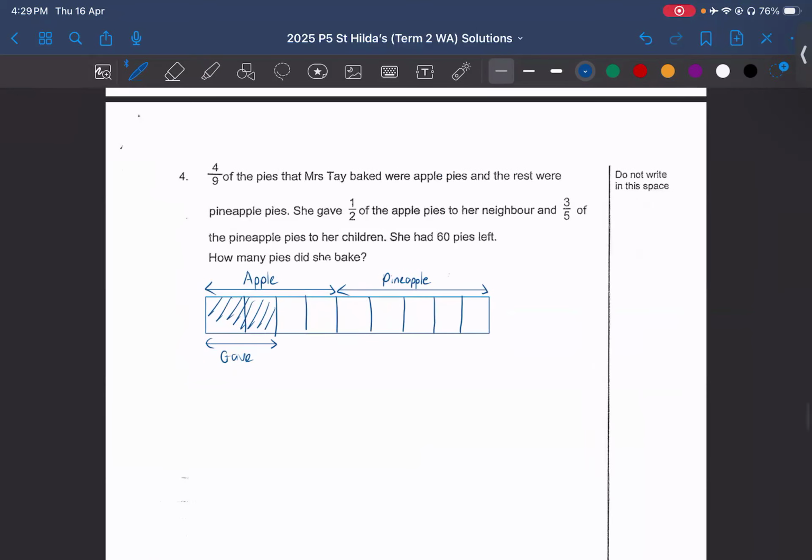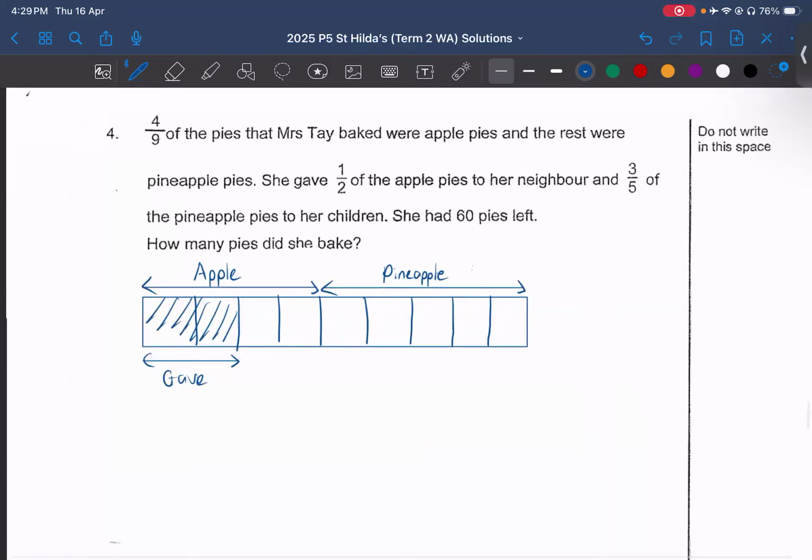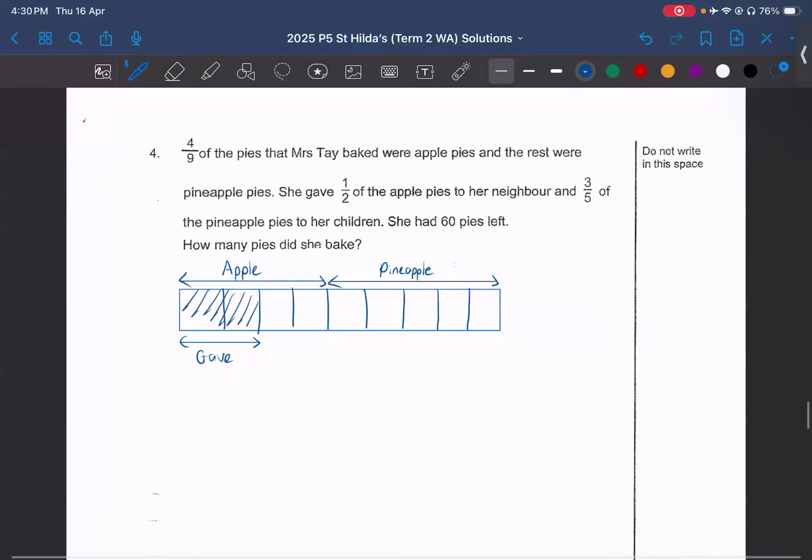And then you also know that she gave 3/5 of the pineapple pies to her children. So you look at your pineapples, you realize you have 1, 2, 3, 4, 5 units. So you gave 3 units away to the children, right? So you're gonna shade away that you gave it away again. This is how much you gave away.